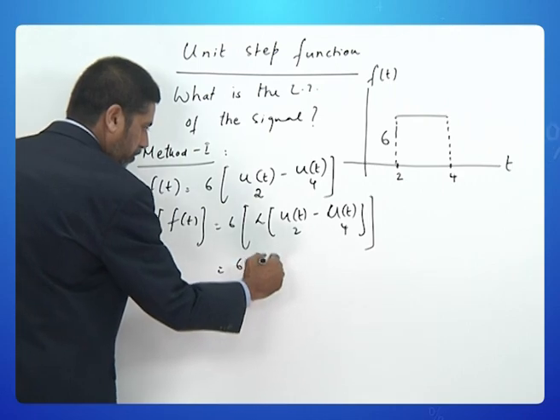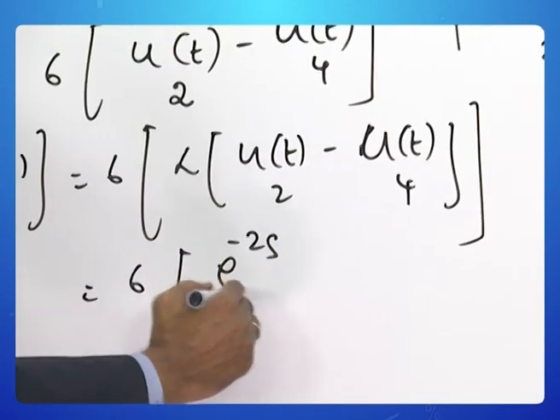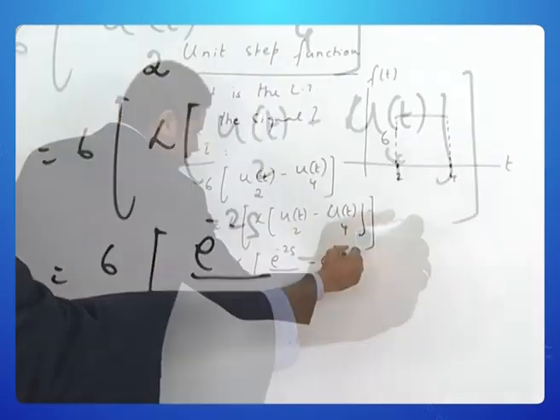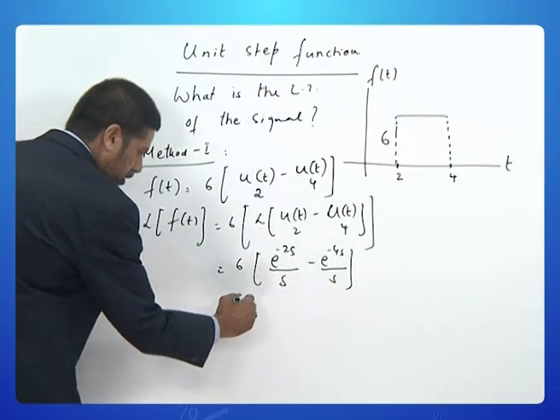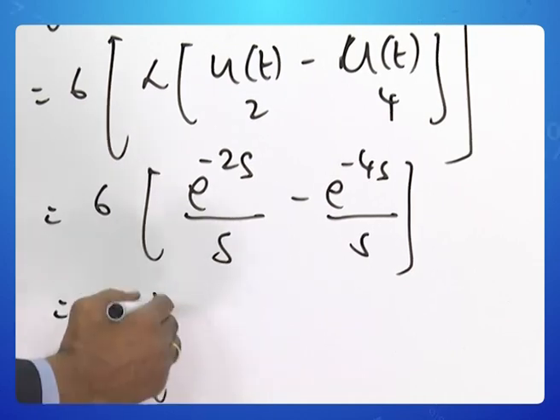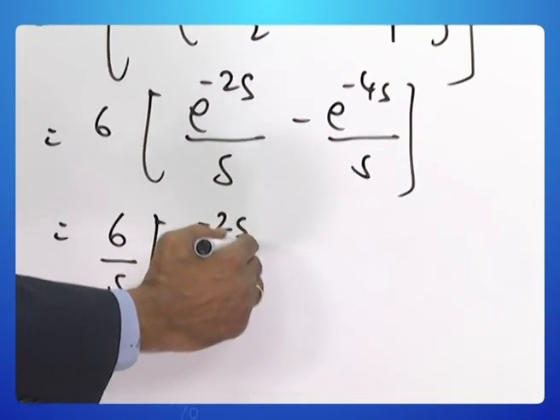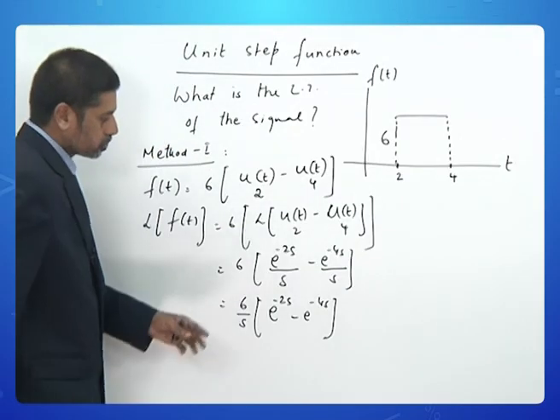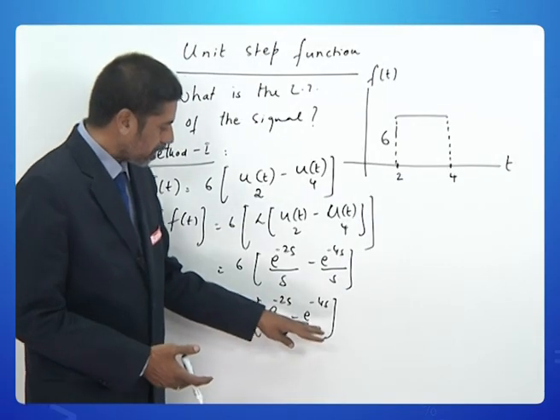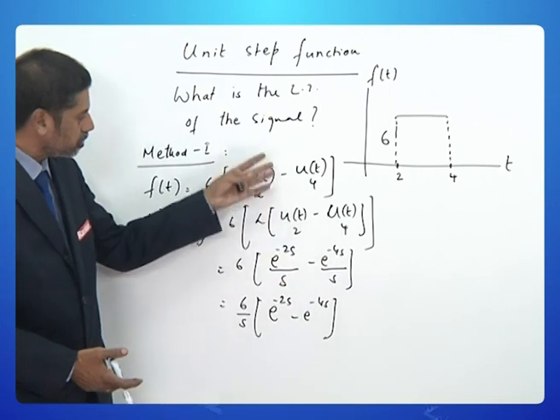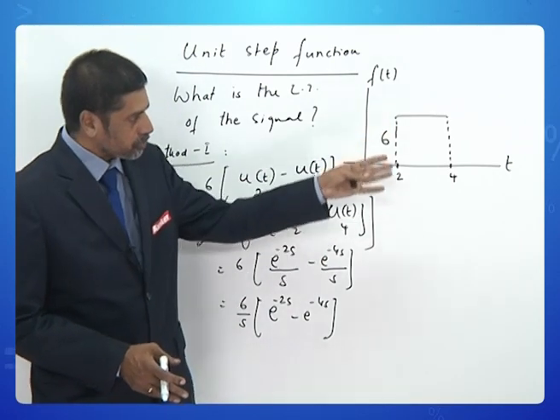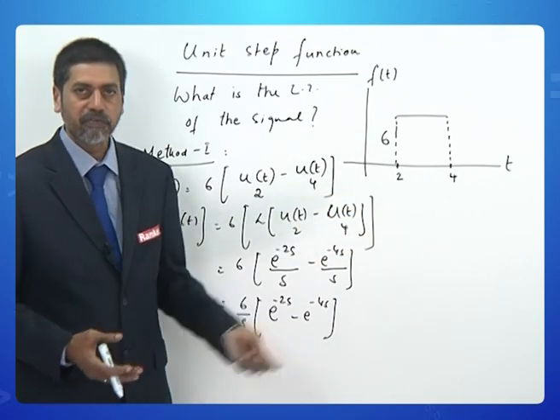So this will be e power minus 2s by s minus e power minus 4s by s, which you can write as 6 by s times (e power minus 2s minus e power minus 4s). So this is how you can get the Laplace transform if you use the unit step function definition of the signal. Now here I will show you how the integral definition will also help.